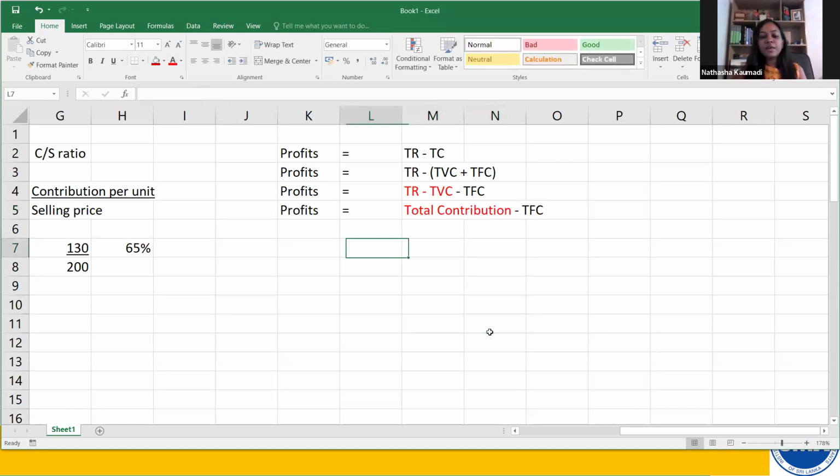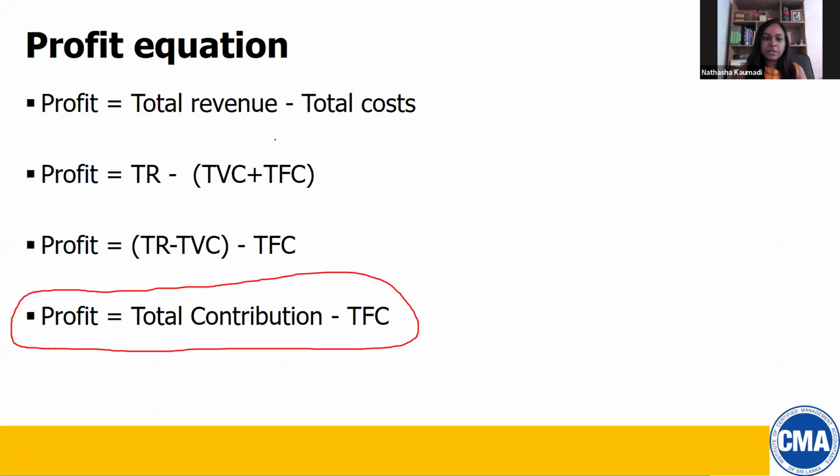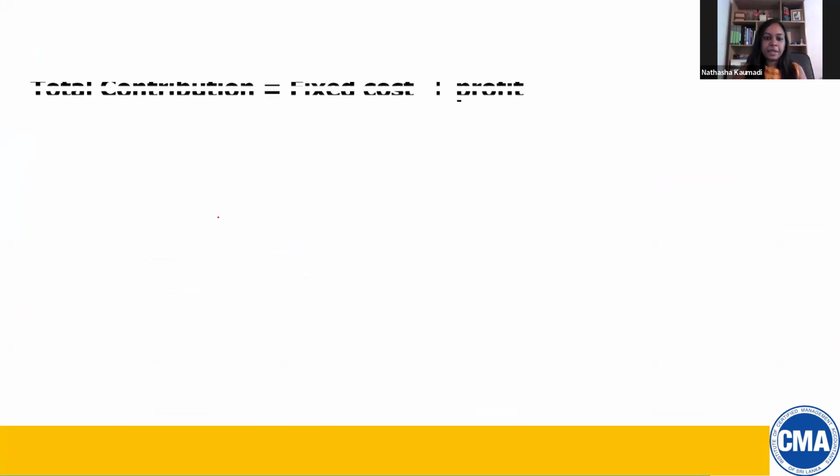So this is how we arrive at this formula. Profits equals total contribution minus total fixed cost. Are you clear? This is how we mathematically derive the second formula from the same formula we know: total contribution minus total fixed cost. Right. So this is how it is explained in the profit equation slide.